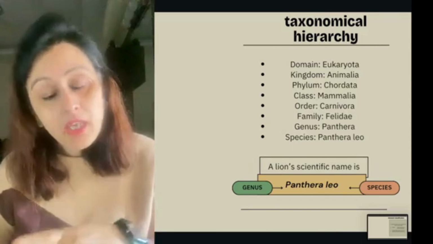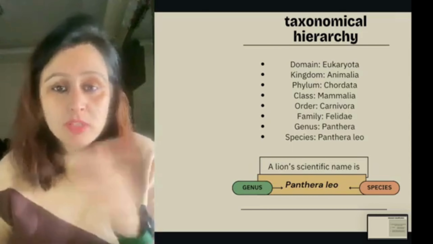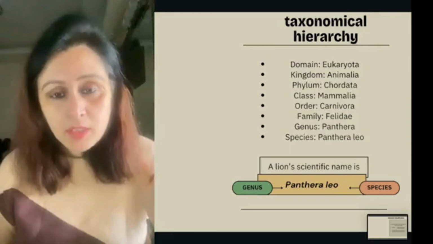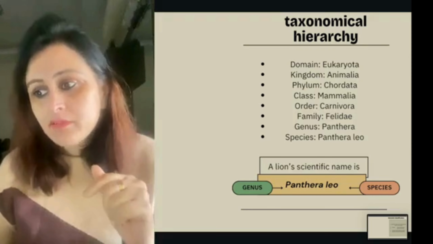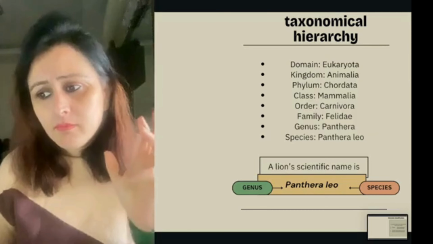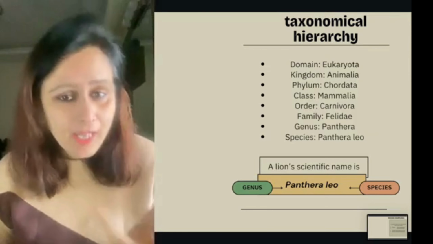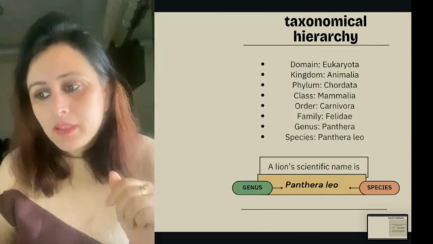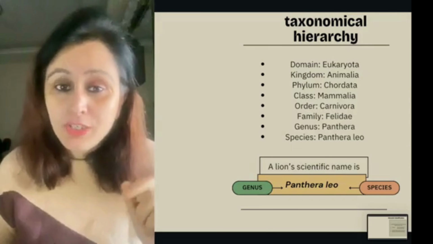So mammals के आगे भी Carnivora. Here herbivores get eliminated, right? Only the carnivores. Then the family is Felidae, which is the cat family. Then genus is Panthera and species is Panthera leo, right?